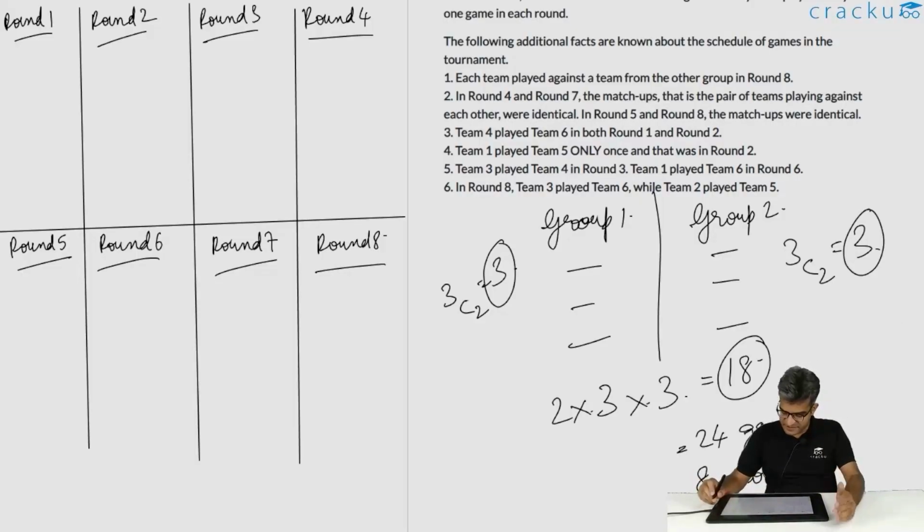Now we are given some information. We are told that every team played against a team from the other group in round 8. So the 3 games in round 8 happened between teams which belong to 2 different groups.